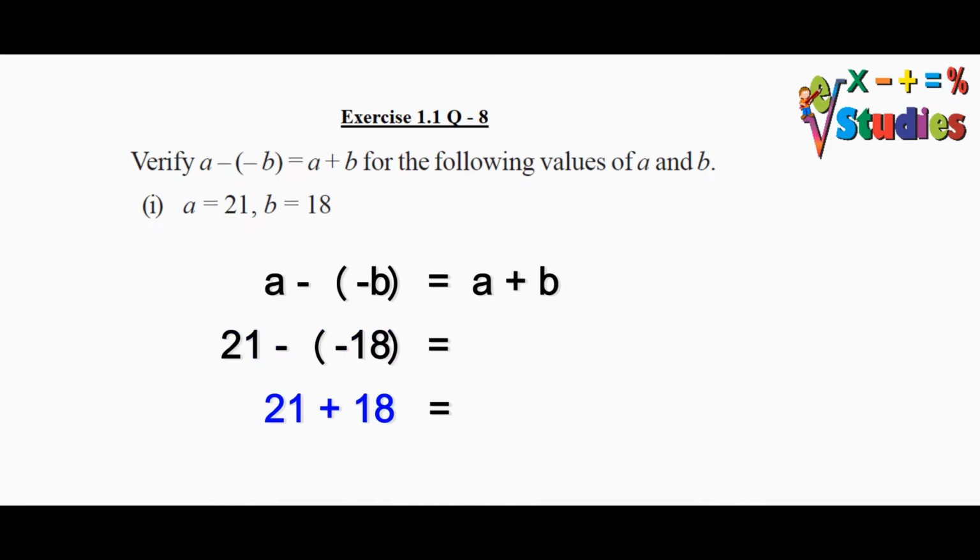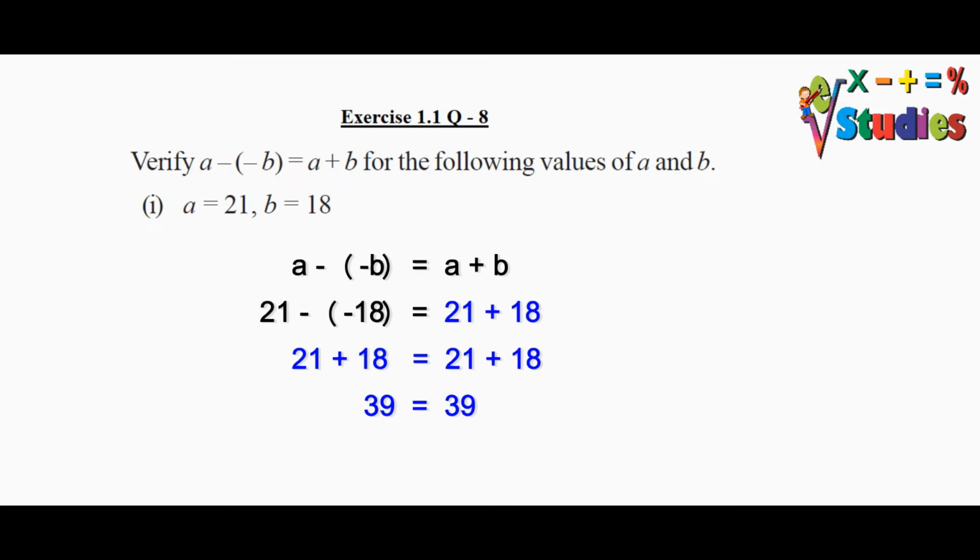As you know, if there is a negative sign outside the bracket, the sign of the inside integer would change. So here we have to change the sign of the negative 18, and the negative 18 will become positive 18. So 21 plus 18 will give us positive 39. On the right side we have a plus b, and when we substitute the values of a and b, it gives us 21 plus 18. Both integers are positive, so we add them up. 21 plus 18 gives us the answer 39. Hence, it is proven that a minus negative b is equal to a plus b.